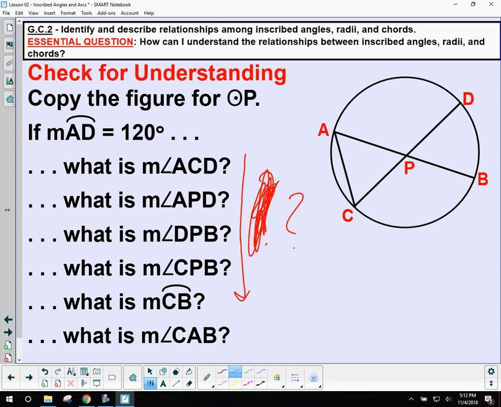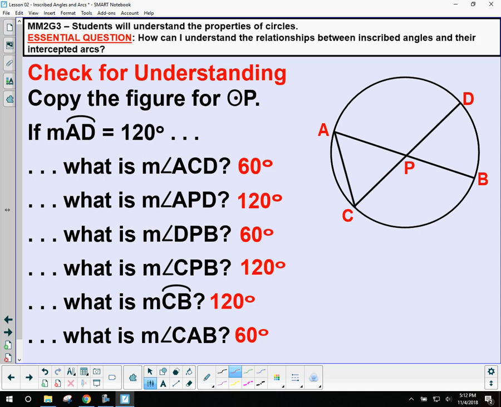Alright, here we go. And there's your answers. Go back and check. Make sure you're looking at just the right spots. Okay? I think that'll do it for this lesson.